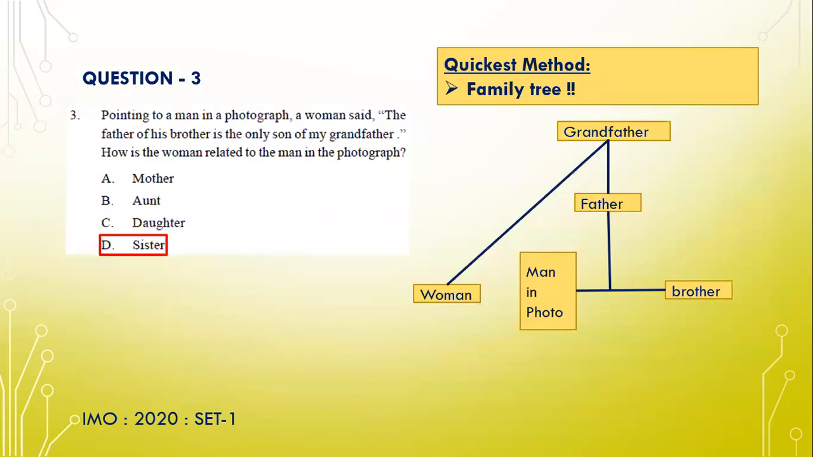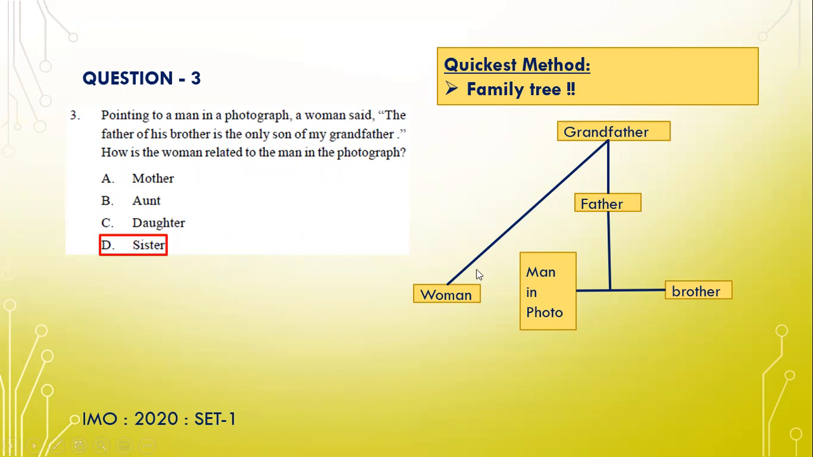Pointing to a man in the photograph, a woman said, "The father of his brother is the only son of my grandfather." Okay, let's say this is the man in the photo. The woman said the father of his brother, so let's say this is the brother and then the father. The man in the photo, his brother, their father is the only son of my grandfather. So this is the woman's grandfather and this father is his son.